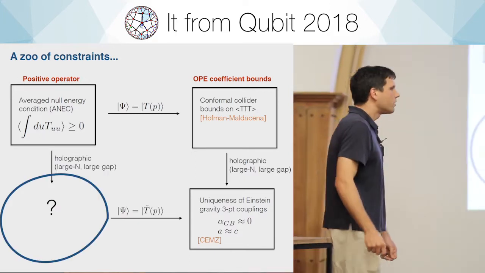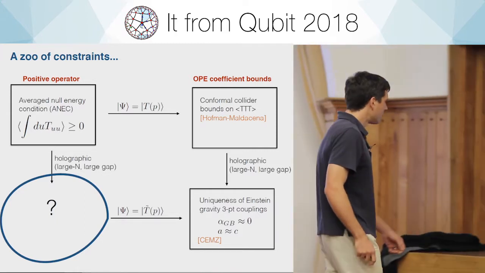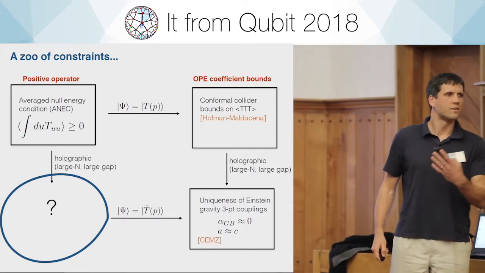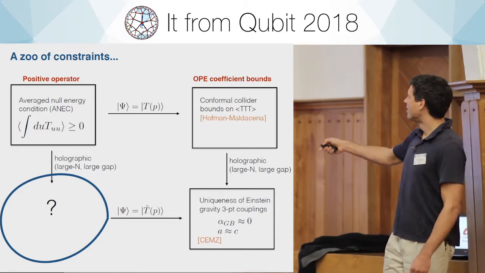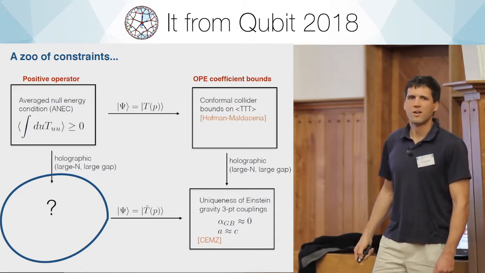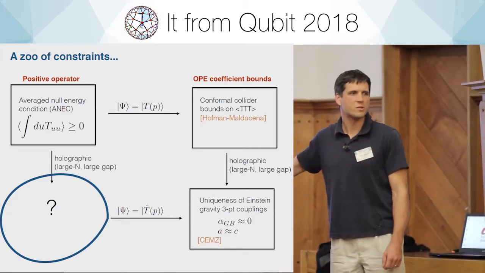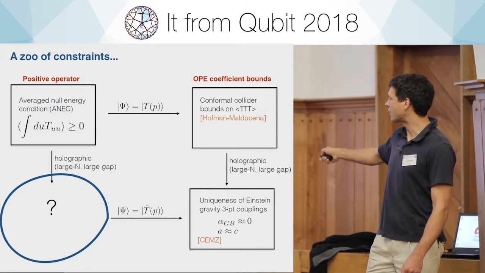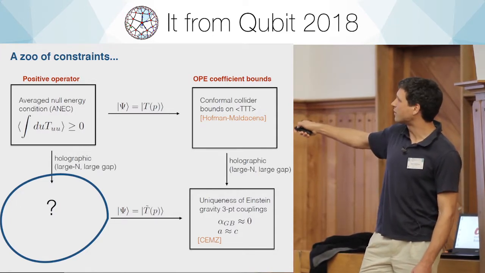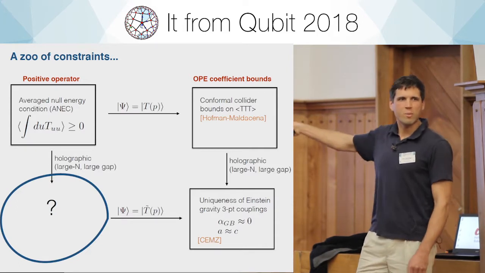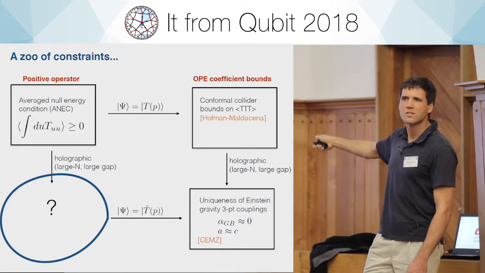So this business with the length operator that I want to describe here is answering a natural question that's left by these three boxes here, which is, what is the positive operator that's responsible for these constraints on the graviton three-point couplings? Now, in a general field theory, not large N, you have the positive operator and you evaluate it in a special state and you get the collider bounds.